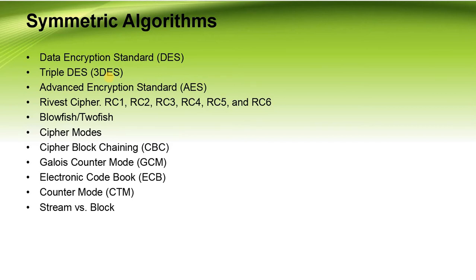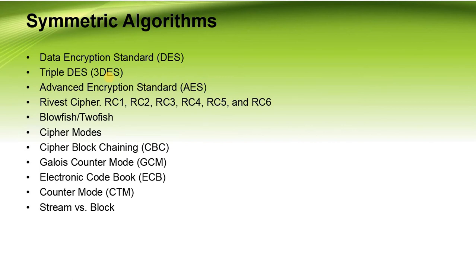Twofish was one of the 5 finalists in the AES competition. Like other AES entrants, it is a block cipher utilizing a 128-bit block with a variable length key of up to 256 bits. This algorithm is available for public use and has proven to be secure. Twofish is an improvement over Blowfish in that it is less vulnerable to certain classes of weak keys.